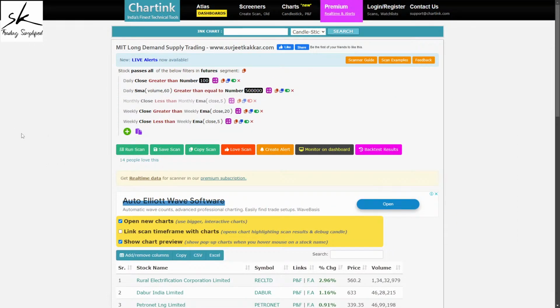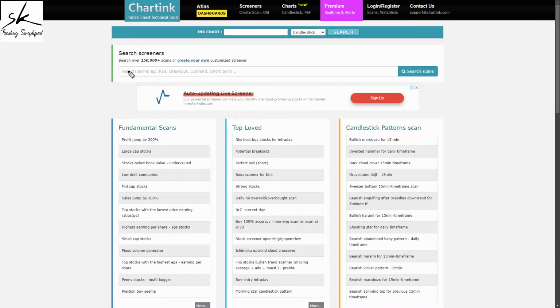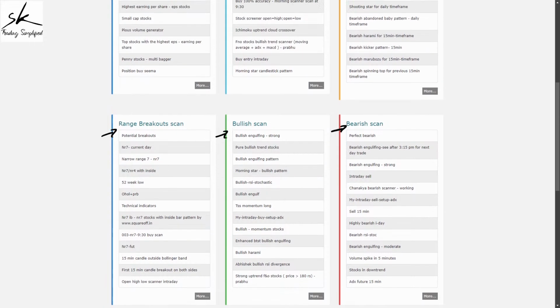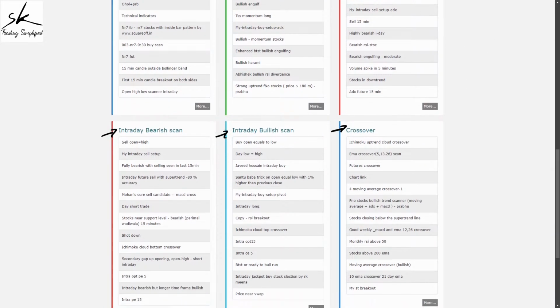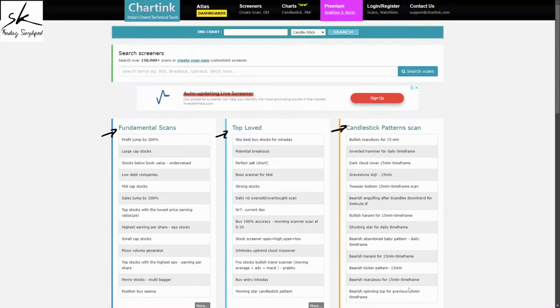You can use different scanner screeners. For example, if I go to the screener section on this website, you can see you have over 150,000 scanners available to you. Some of them are based on fundamental analysis. Then you have your top left. Then you have ones based on candlestick patterns. Then you have your range breakouts. You have your bullish scan. You have your bearish scan. Then you have your intraday bearish, intraday bullish crossovers. So a number of scanner screeners are available to you. All of these will give you different results. Whatever you feel is the best fit for you, you can use that and you can get your list.